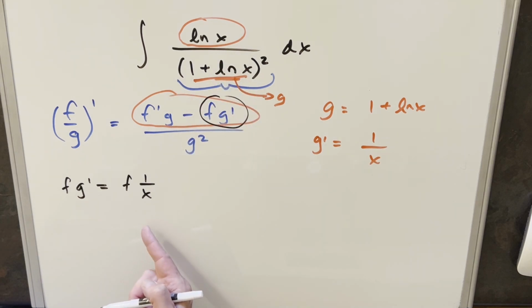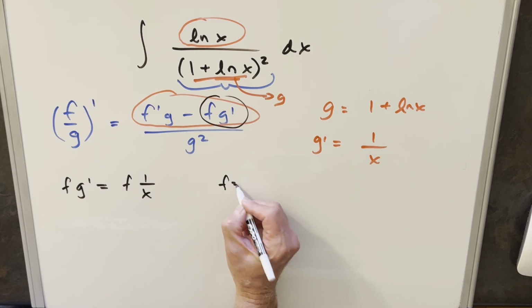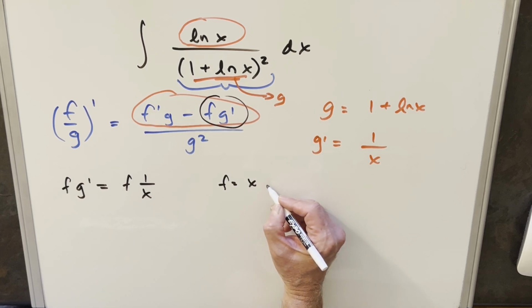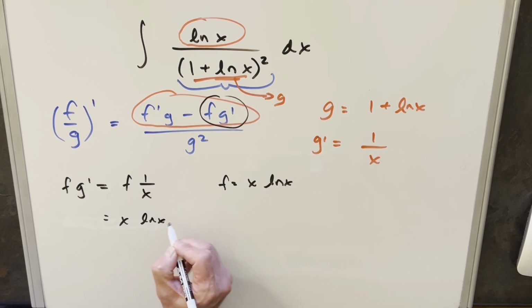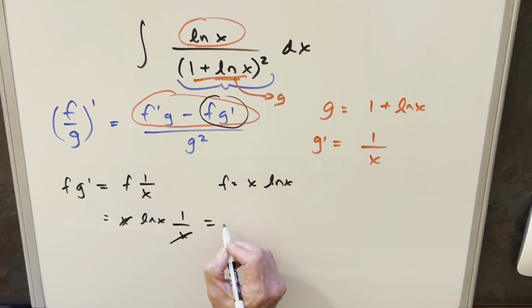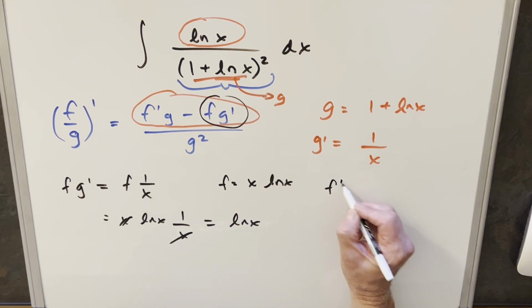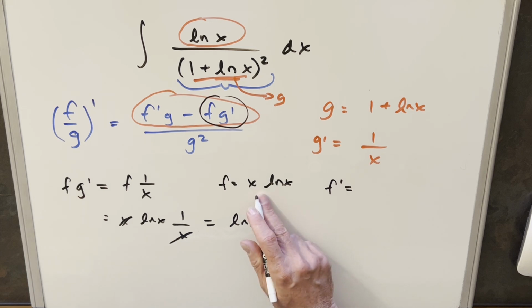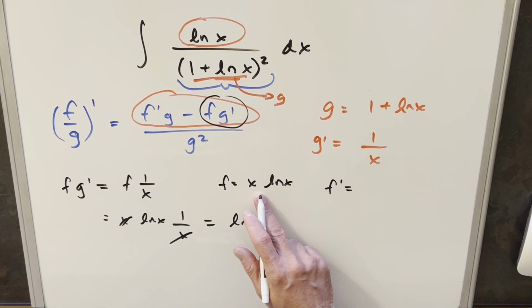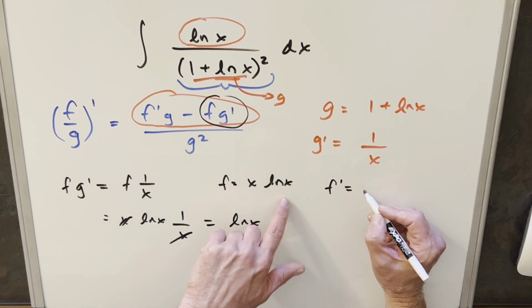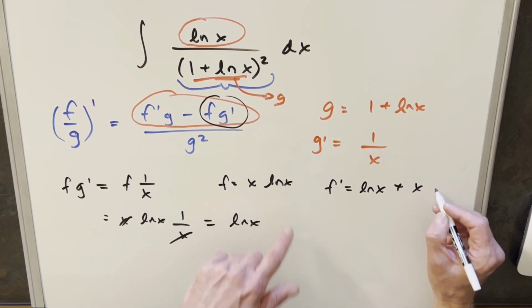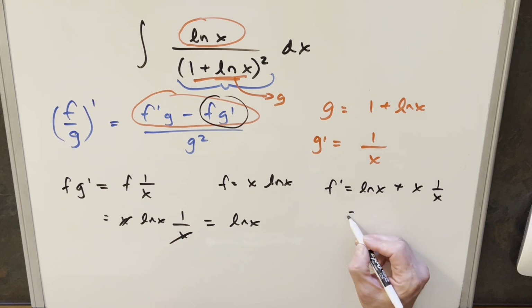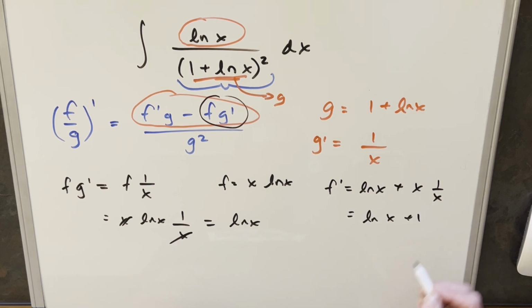We could play with some different values. What if f was equal to x ln x? Then when we plug that in here, x ln x times 1 over x, the x's cancel and we get natural log x. Let's see what f prime is going to be if we do this. For this we're going to need the product rule. The derivative of x is 1, so we have 1 times the second part, ln x, plus, keep the first part, derivative of the second one, 1 over x. So this is going to be ln x plus 1.